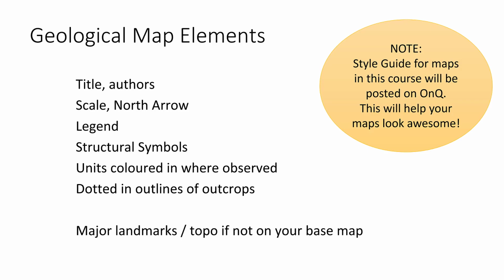To summarize, geological map elements include title and authors, scale, north arrow, legend with full descriptions of the rock units, structural symbols, the units colored in where observed and dotted in outlines of outcrops, and major landmarks and topography if not already included on your base map. I will put a style guide for maps in this course on OnQ, which will help make your maps look awesome.